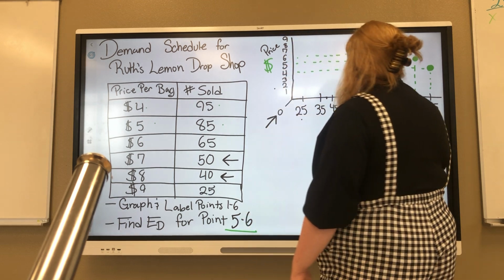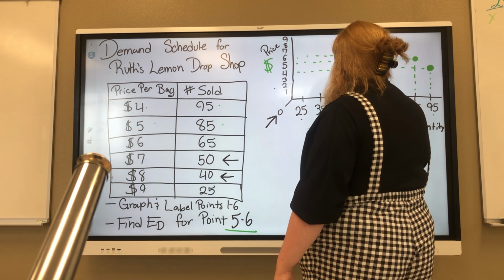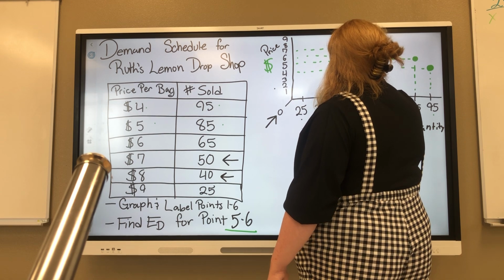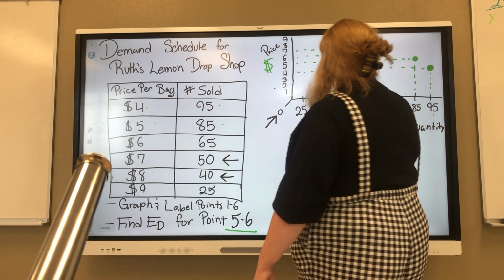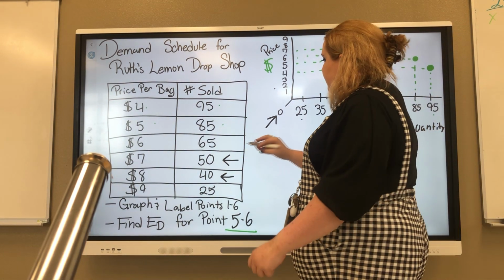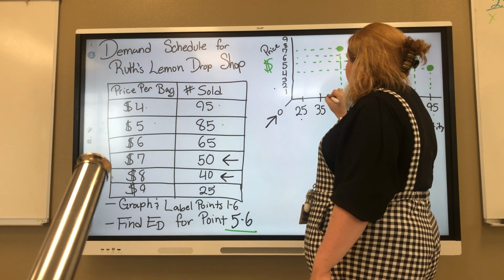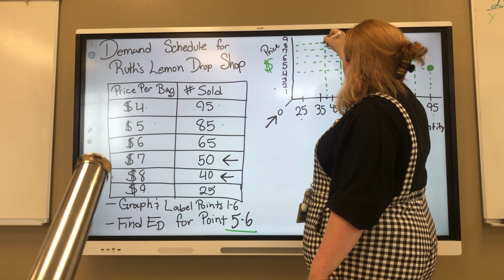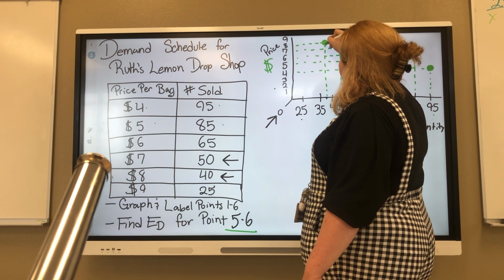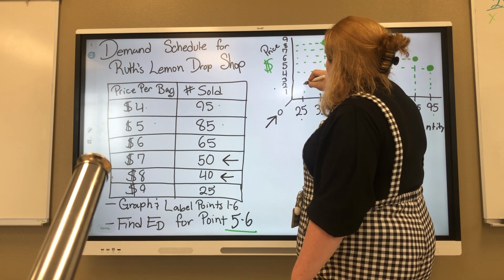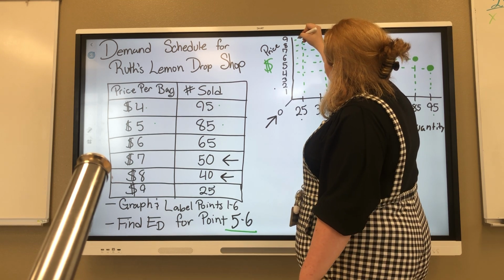$7, we're selling 50. Now we don't have 50, but we know 50 is going to be right in between those two numbers, so it could go right there. And again, at $8, we don't have a 40, but we know where 40 is going to be. So we make our big old point right there. And then at $9, we're selling 25. So we can go right on up, right on over.